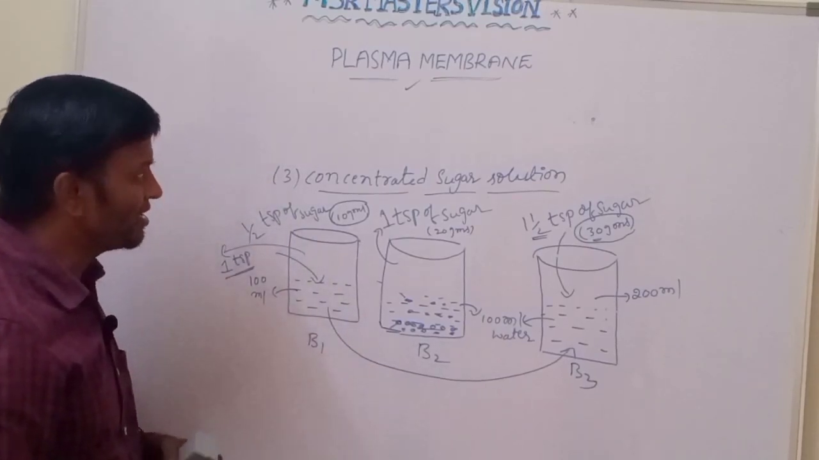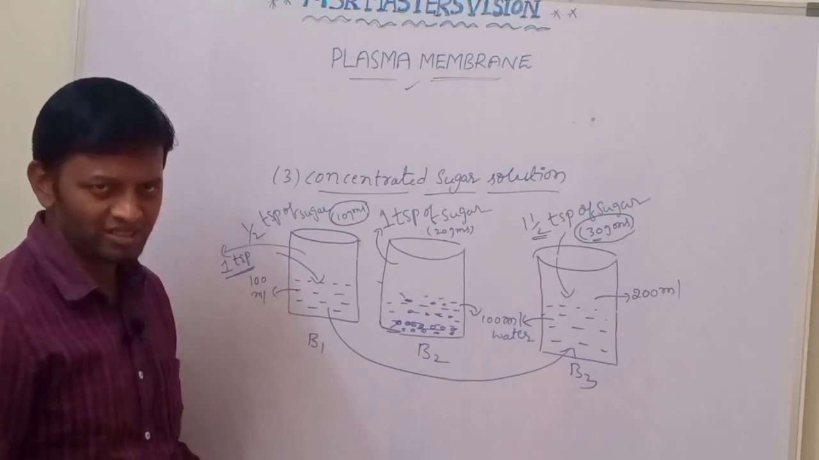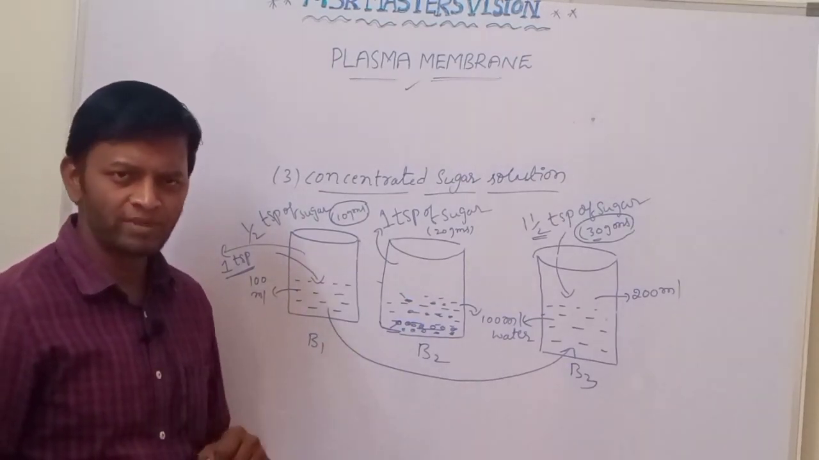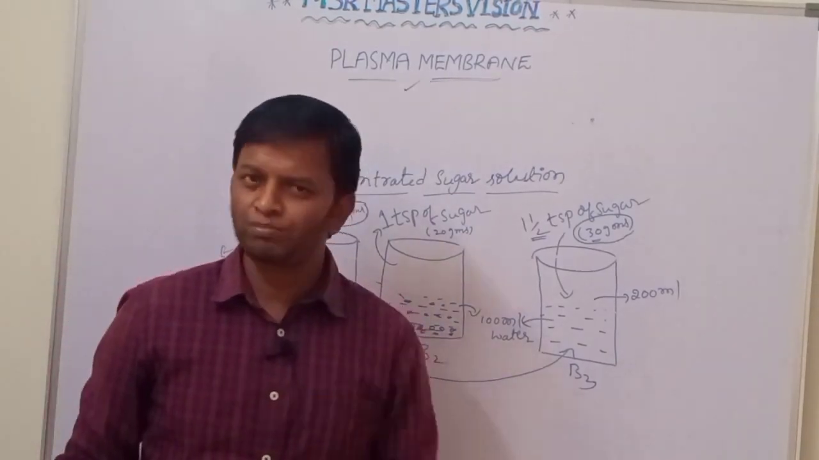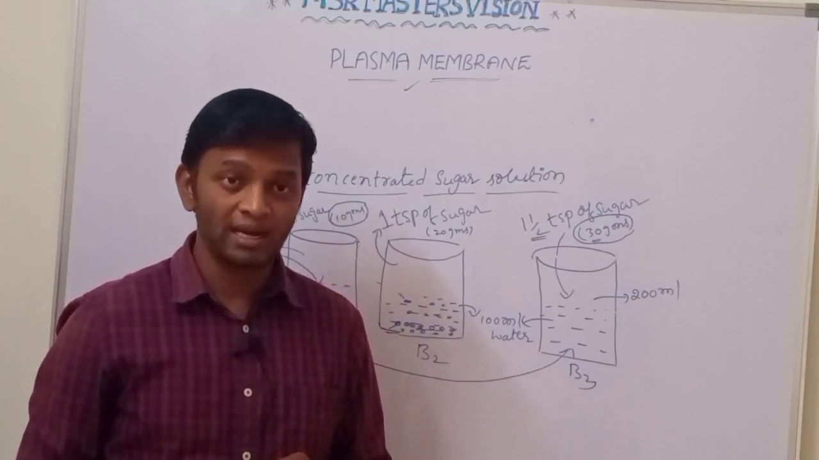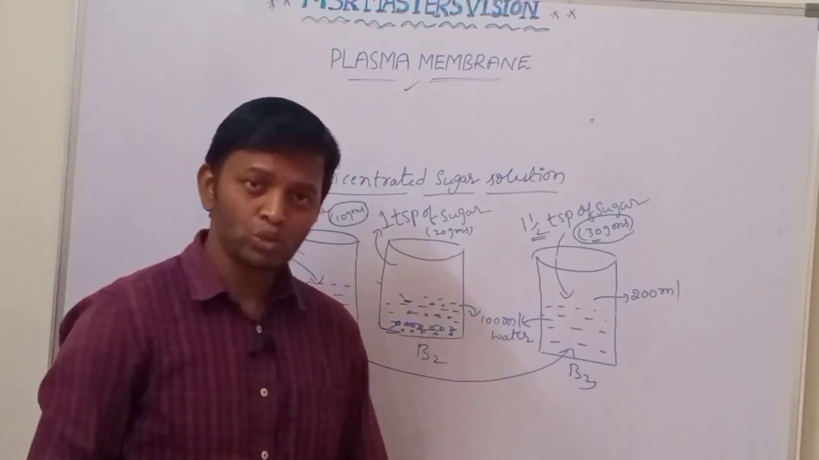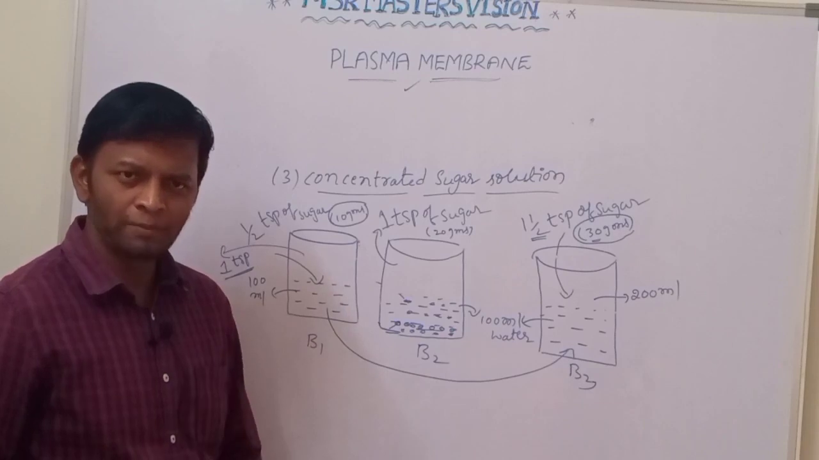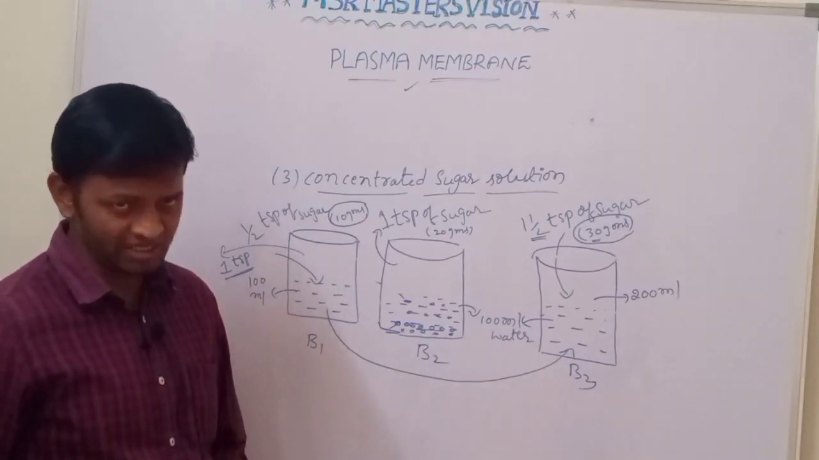So likewise we can make concentrated sugar solution. So in this lesson we need to perform some activities. For performing these activities we need to prepare sugar solution, saturated sugar solution and concentrated sugar solution. After preparing all these solutions, we need to perform some activities.